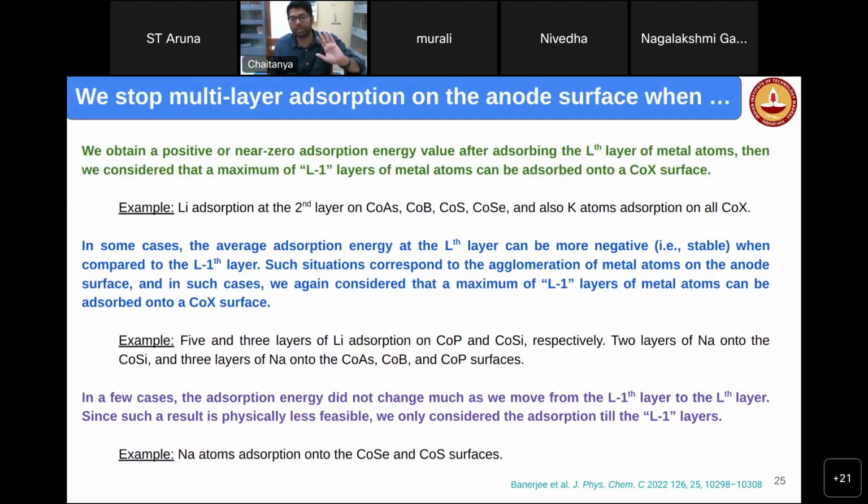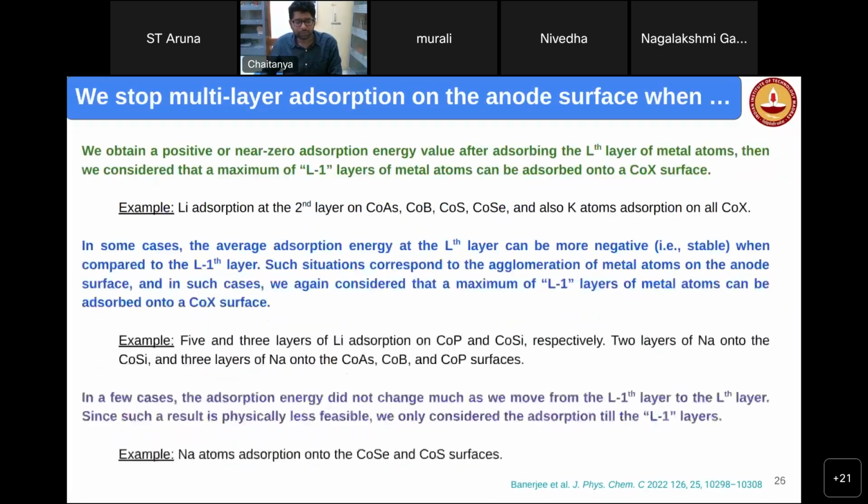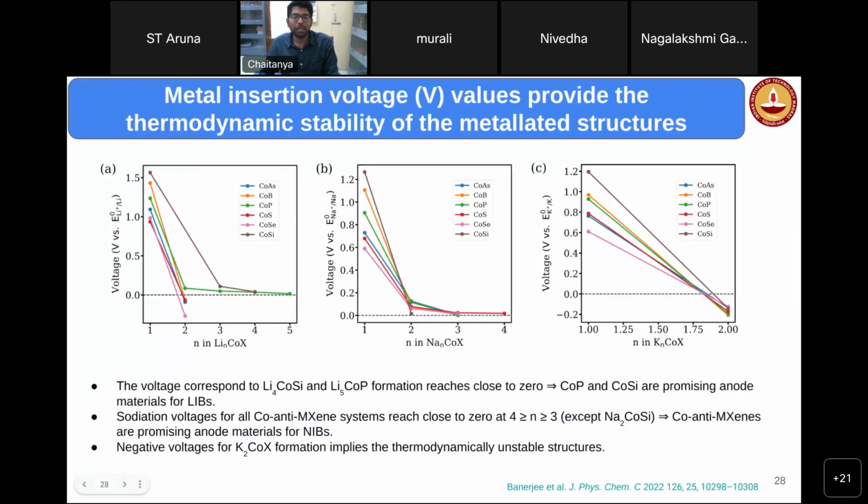If you discard all those scenarios, what we found for the case of lithium, I will just show you the values once and I will come back to this. You can find that for certain cases, like for lithium, it is the cobalt silicon and cobalt phosphorus that are absorbing the most. Similarly for the sodium, apart from the cobalt Si, everything else is able to absorb up to 3 to 4 layers. You can see here, up to 3 layers it is okay.